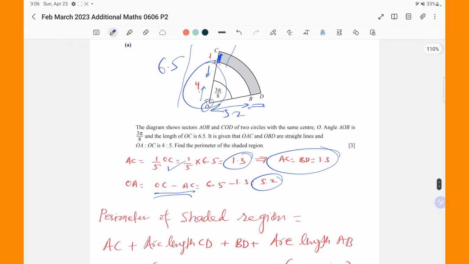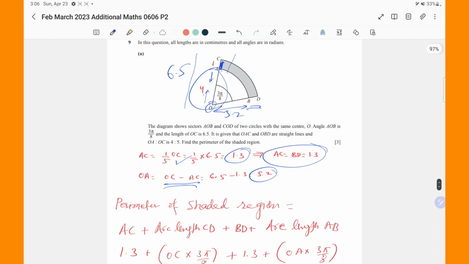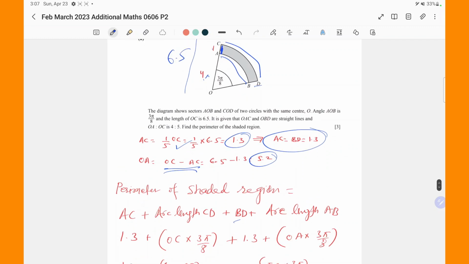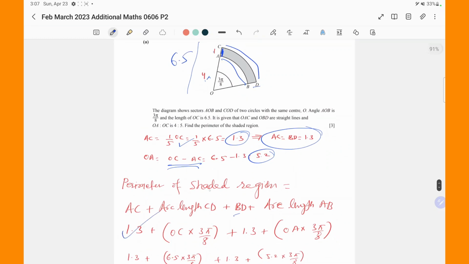Now perimeter of the shaded region. It means here AC length, arc length CD, and then BD length, and then arc length AB. AC length we already found 1.3. Arc length CD, we know that L is R times theta. So radius is 6.5, OC is the radius and theta is 3 pi by 8. So OC times 3 pi by 8 and BD is 1.3, and arc length AB.